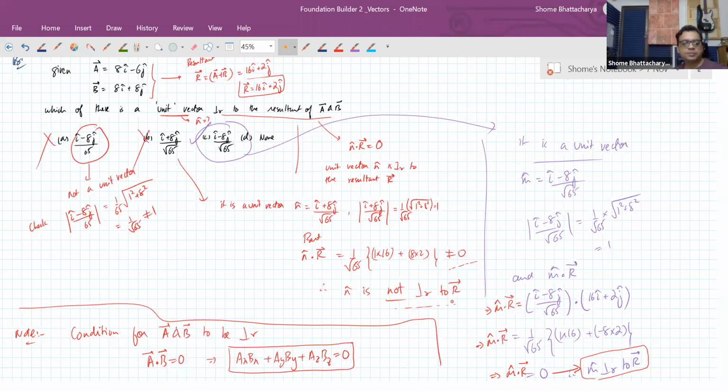And the first option had a different problem. There it's not about whether it's perpendicular or not. The vector itself is not a unit vector. Its magnitude is not 1.